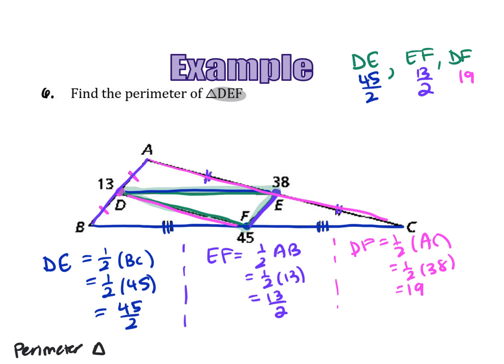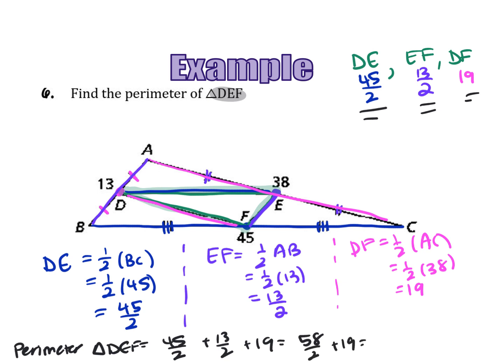So the perimeter of triangle DEF is going to equal 45 over 2 plus 13 over 2 plus 19. 45 and 13 is going to give me 58 over 2 plus 19. And 58 is even, so I can divide this by 2 to get 29. 29 plus 19. So the perimeter of this is going to be 48 units. And there we have it.